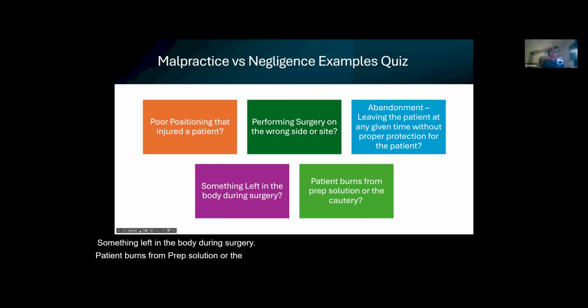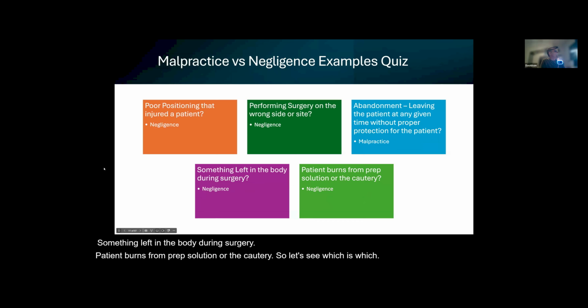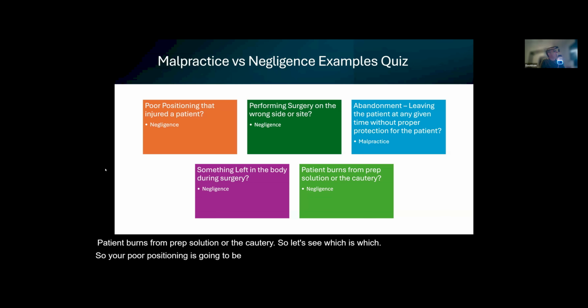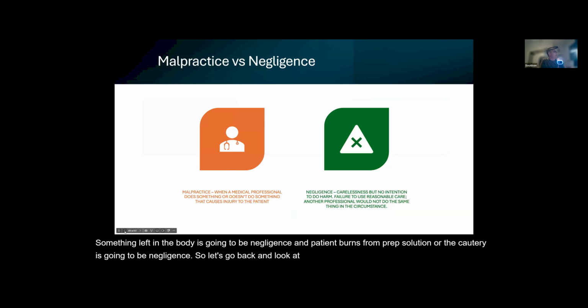So let's see which is which. Poor positioning is going to be negligence. Performing surgery on the wrong side is also negligence. Abandonment is malpractice. Something left in the body is going to be negligence. And patient burns from prep solution or the cautery is going to be negligence. So let's go back and look at the definitions. Malpractice, when a medical professional does something or doesn't do something that causes injury. Negligence, carelessness, but no intention to do harm. So make sure you know the difference between the two.